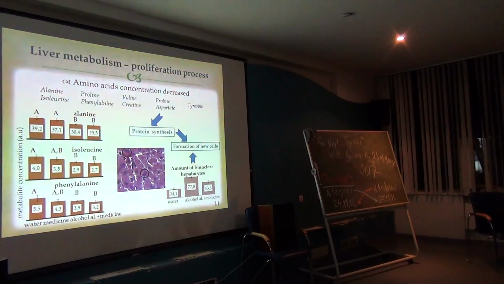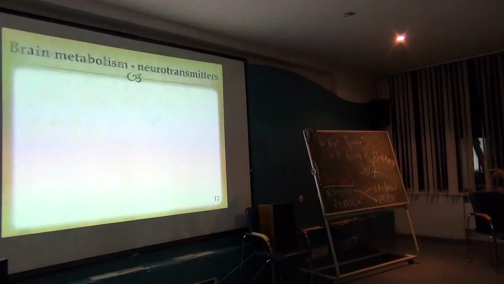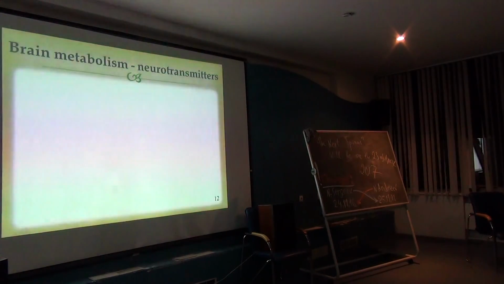It was found as a result of histology analysis that the amount of binuclear hepatocytes increased. So it also leads to the formation of new cells. And we can conclude that the first reaction of the liver is just an increase in the amount, the volume, a proliferation process. A few words about brain metabolism, about neurotransmitters.